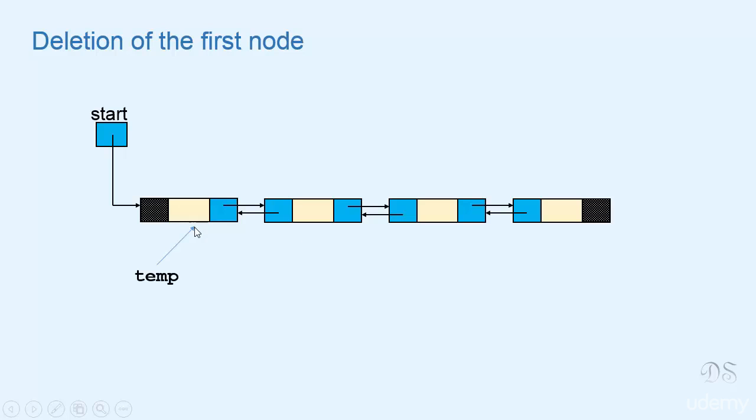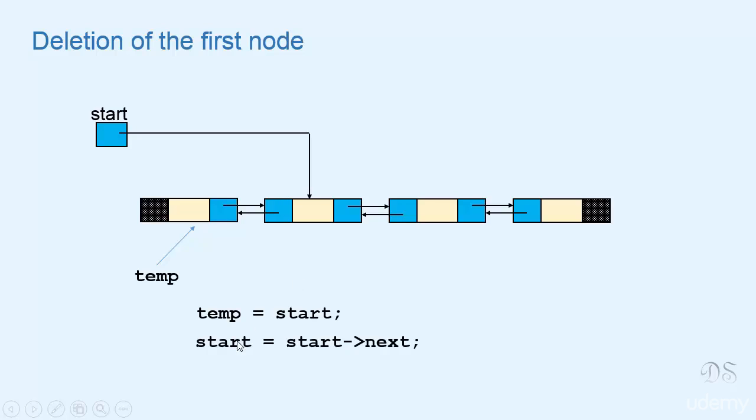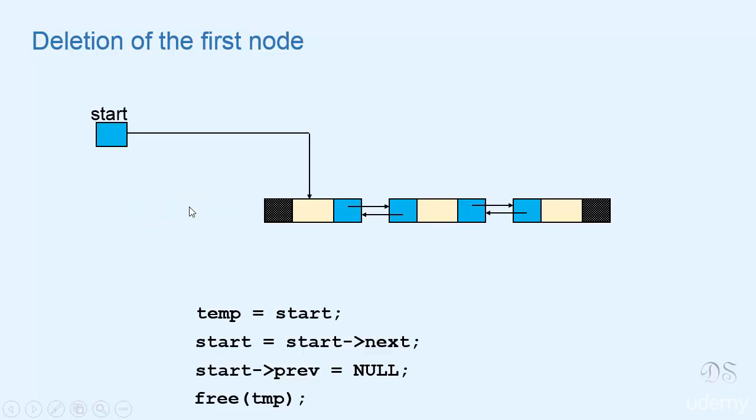Temp points to this node. Now start should be updated to point to this node. So we write start is equal to start next. Now this node becomes the first node, so its previous part should be null. So we write start previous is equal to null. And after that, we write free temp and remove this node. So this is how we can delete the first node of the list.